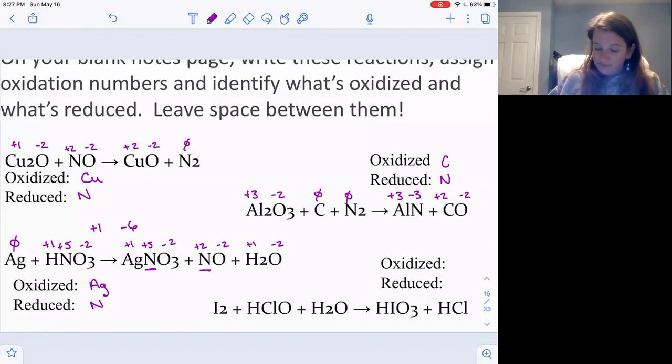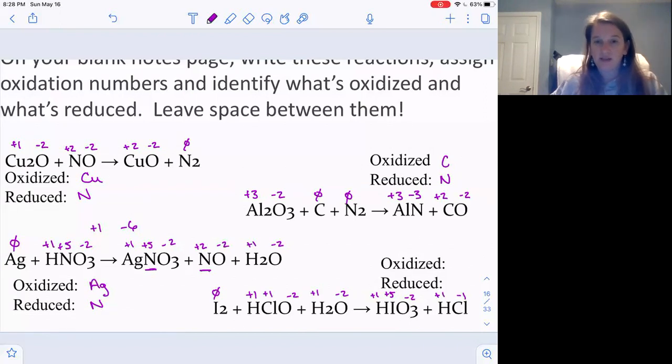The last example here, I know iodine has a 0 oxidation state here because it's by itself. Hydrogen's +1, oxygen is -2, so this chlorine is going to have to be a +1 as well. Water we know is +1 for the hydrogen, -2 for the oxygen. I've got a +1 for this hydrogen, a -2 for this oxygen. So then the iodine here, I've got a total of 6 negative charges from those oxygens, +1 from the hydrogen, so the iodine has to be +5. And then I've got +1 on the hydrogen, -1 on the chlorine.